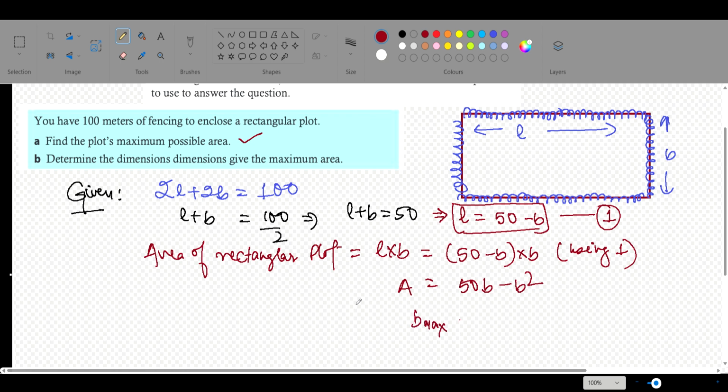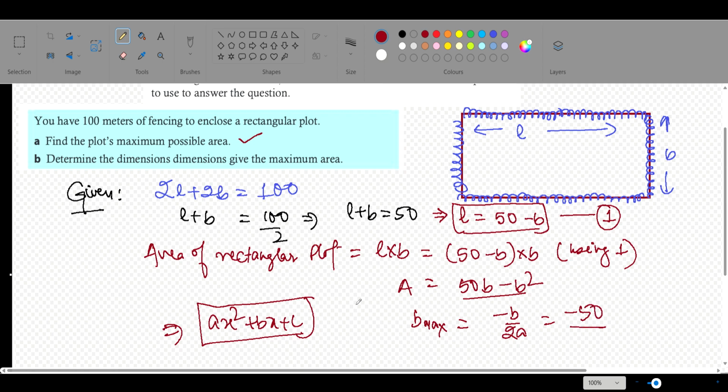So for b max, by default we use minus b over 2a, if you remember, but this small b is from ax square plus bx plus c, right? So minus b over twice of a. What is the b here? B is the coefficient of basically this b here. Don't confuse with this b. This b belongs to the actual general form of the quadratic, and this b is the breadth of the rectangle here. By default they are the same here, but this b is the coefficient. So the coefficient here is 50, and a is negative 1.